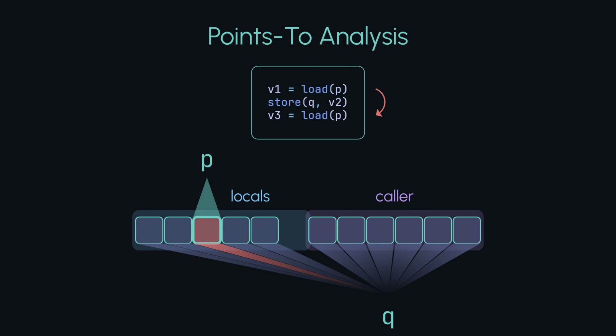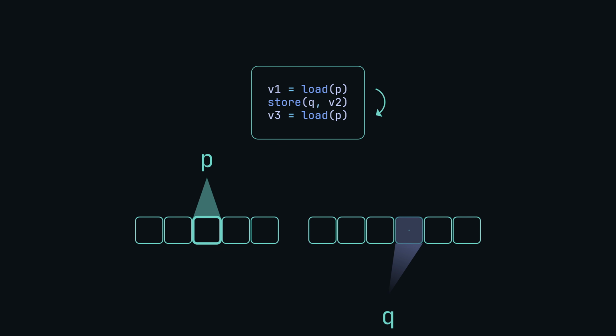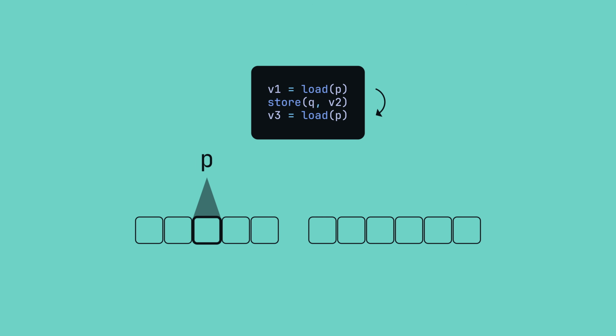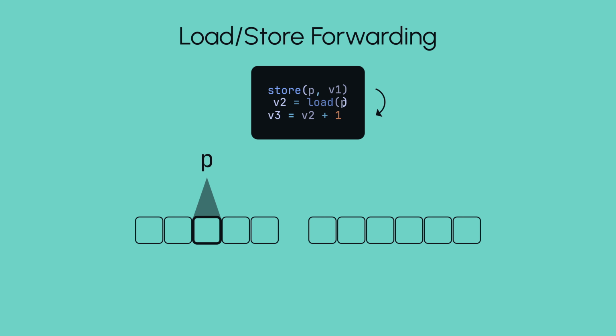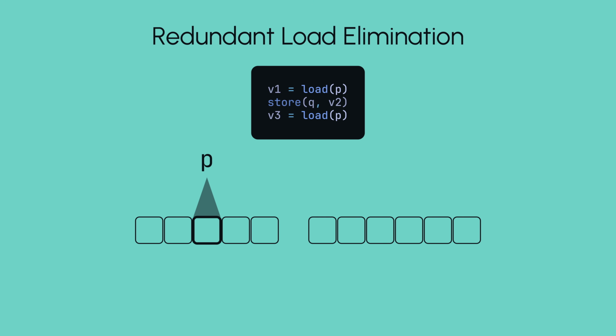If p is the address of a local that never escapes the function, and q arrived as an argument, they can't alias, whatever their types. Once aliasing can be ruled out, a bunch of nice things become legal. A load from an address right after a store to that address can use the stored value directly, skipping the load. Or two loads from the same address with no store in between can be collapsed into one.